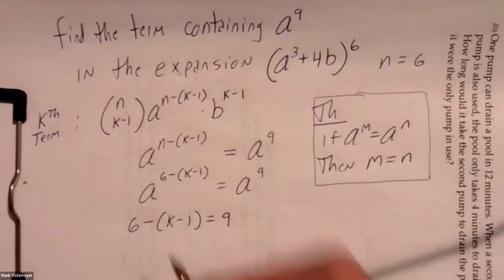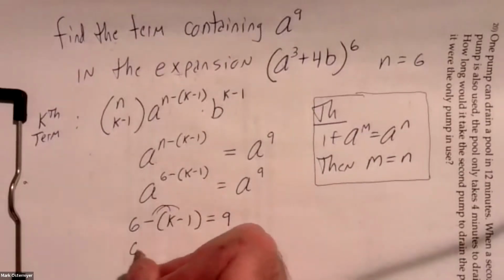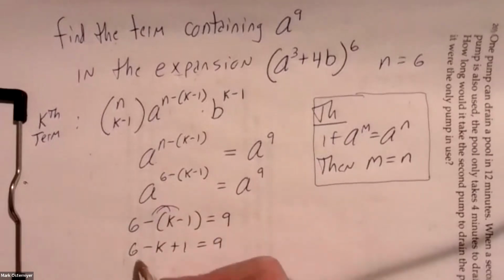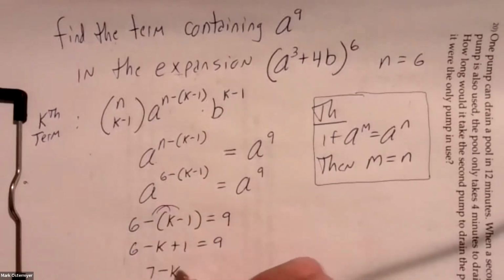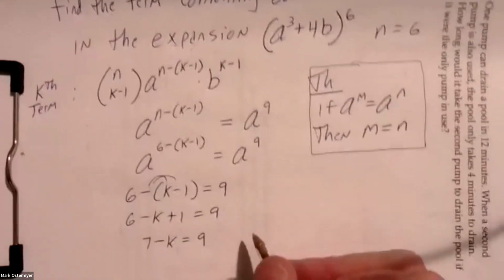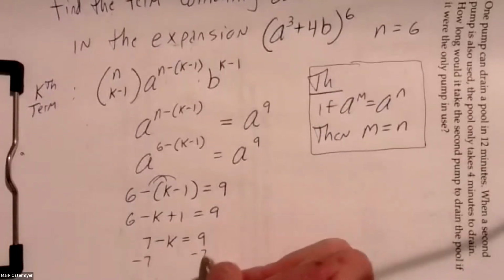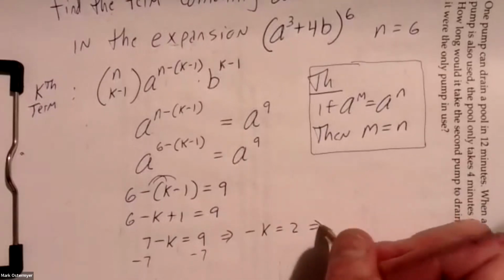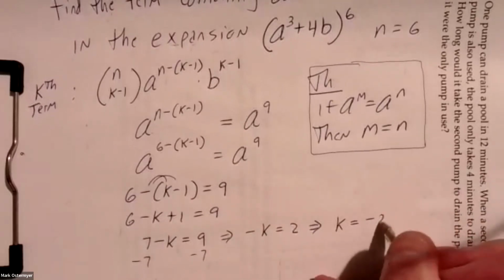Now we just solve for k. I can distribute the negative sign in here, and we have this here. Solving this first degree equation for k, 6 plus 1 is 7, so we got 7 minus k equals 9. Solving for k, subtract 7 from both sides, implies that negative k is going to be equal to 2. Therefore, k is going to be equal to negative 2.